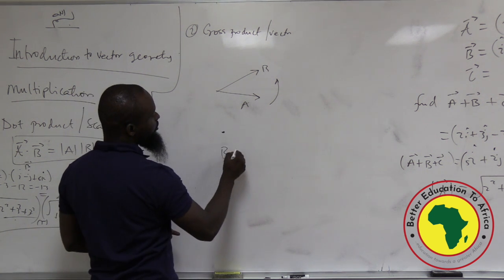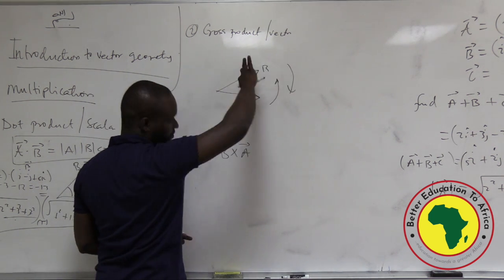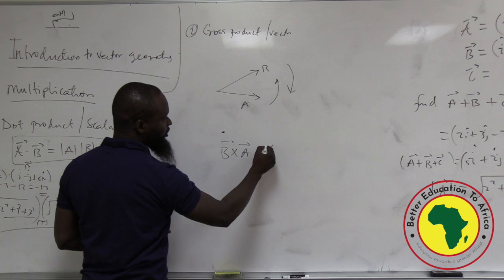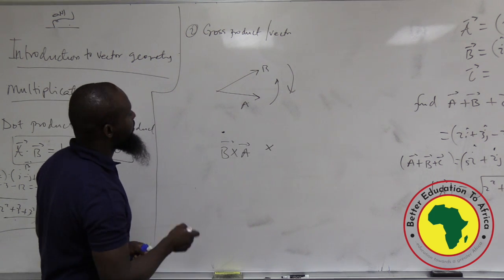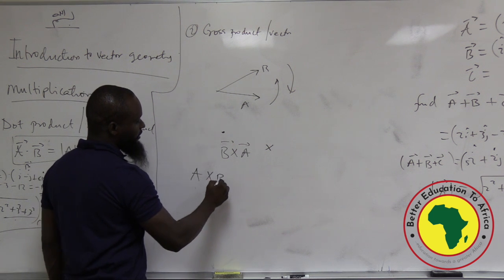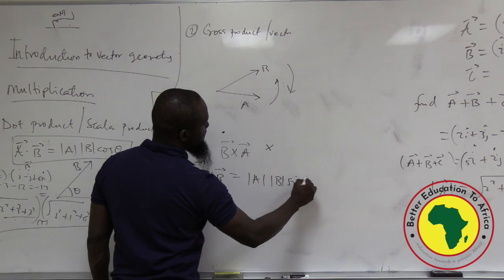But if I say B cross A, it is this. B cross A is screwing in, so the vector direction will be going inside the board. So it's always in the direction of the screwing or unscrewing. So we have a formula that A cross B is magnitude of A, magnitude of B, sine theta.